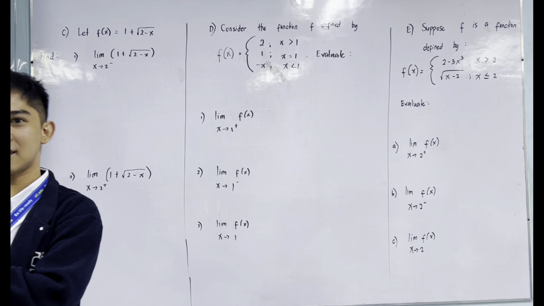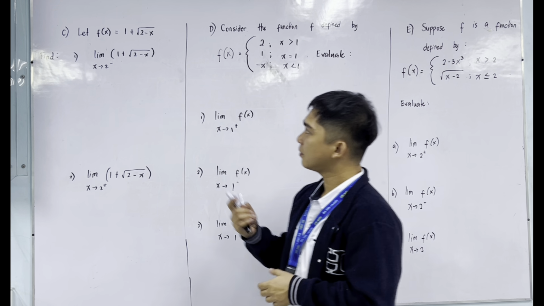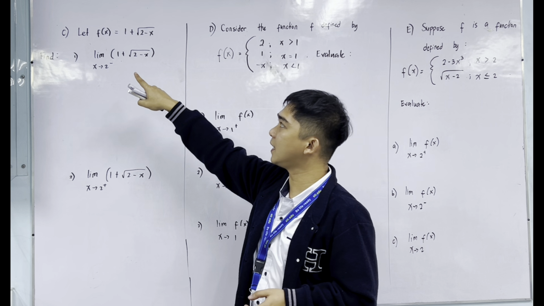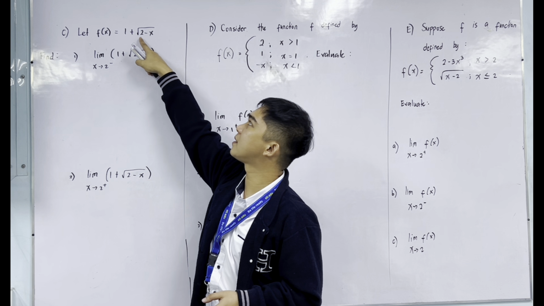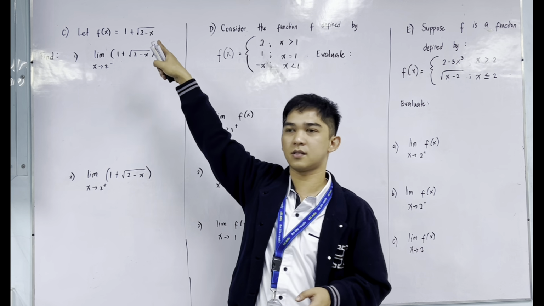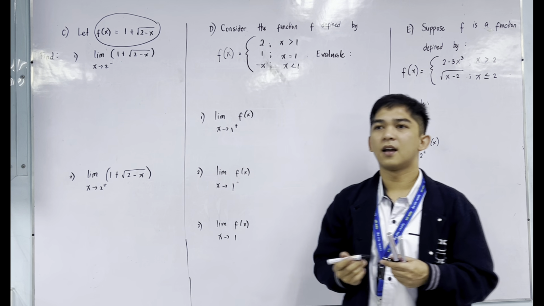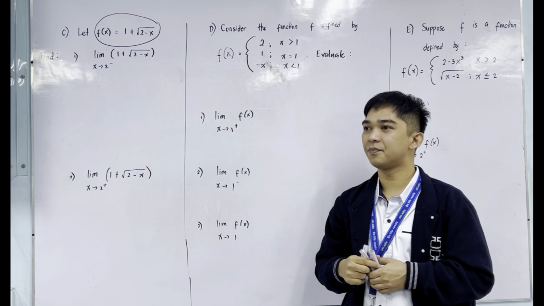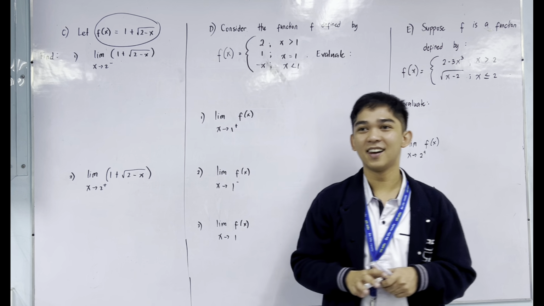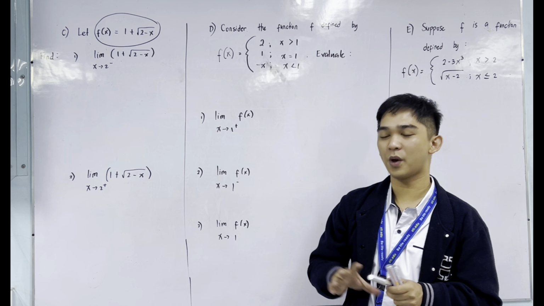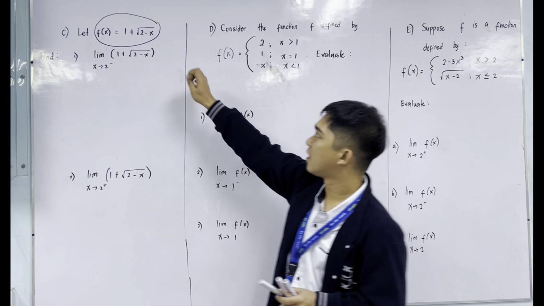So, nandun yung basic. Dito na tayo sa intermediate. So, for example, C, let f of x is equal to 1 plus square root of 2 minus x. Now, pag-aralan natin itong given. What type of given do we have? Irrational? Square root? Ang tawag sa square root? Radical. So we have a radical function.